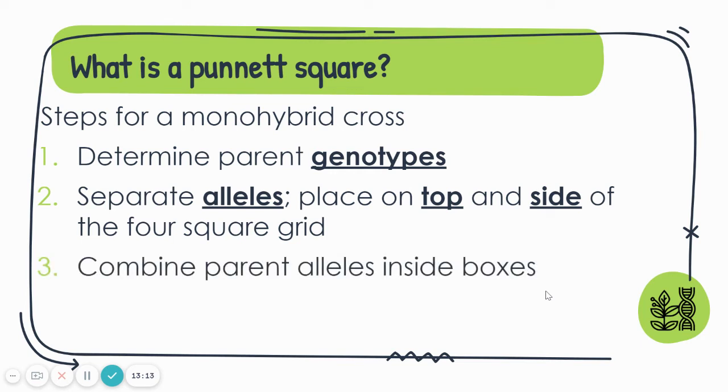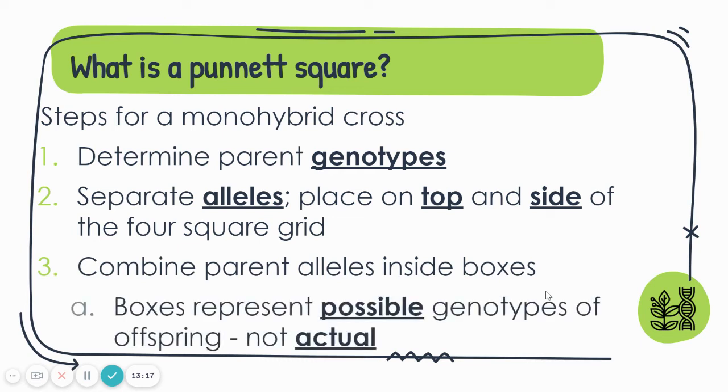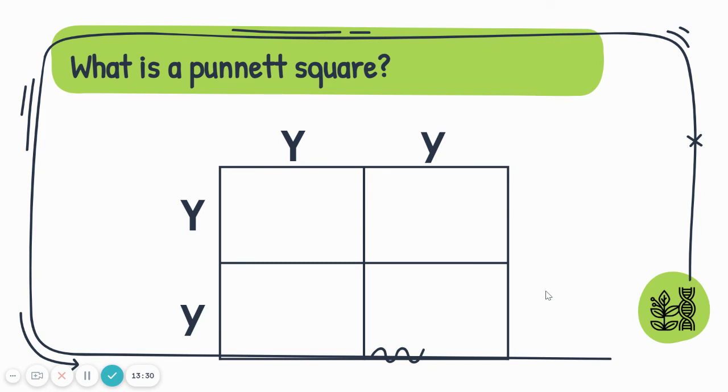Then you're going to combine those parent alleles inside the boxes. And remember that the boxes represent possible genotypes of offspring, not the actual offspring, right? This is just used to predict what we would expect to see, right? These are possible genotypes. So this is how you would set it up.